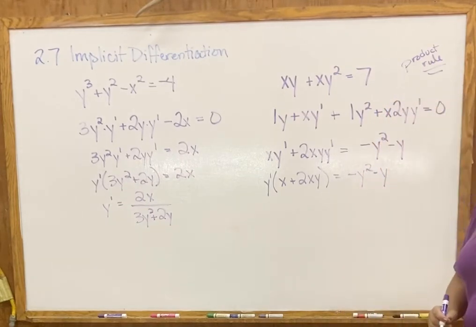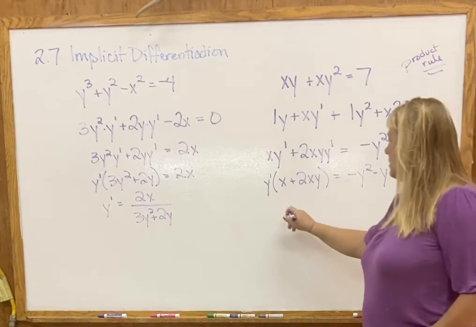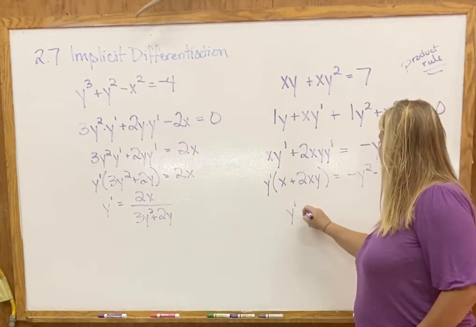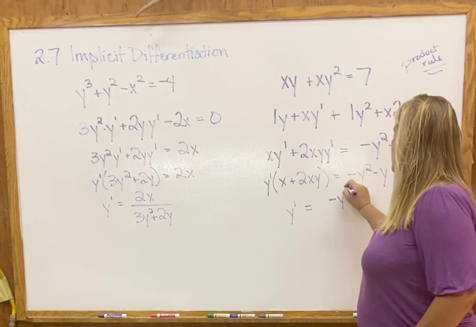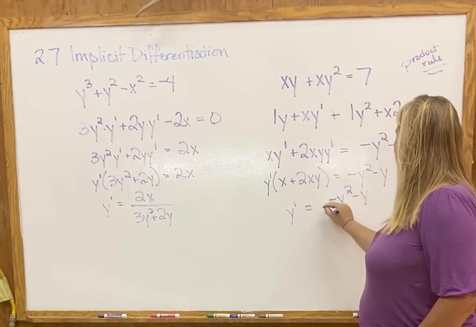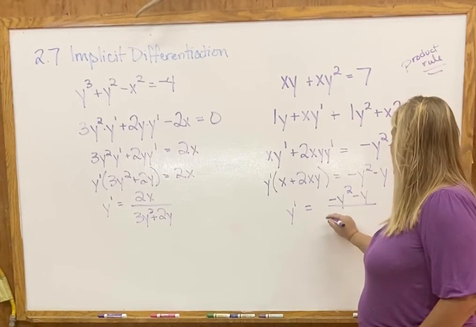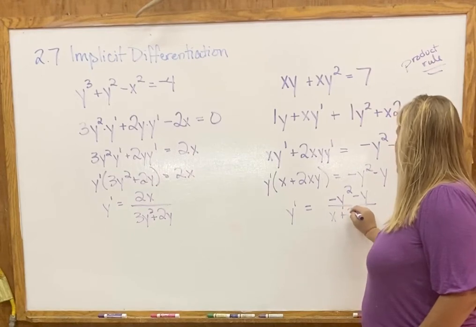And last but not least, we will divide. So negative y squared minus y over x plus 2xy.